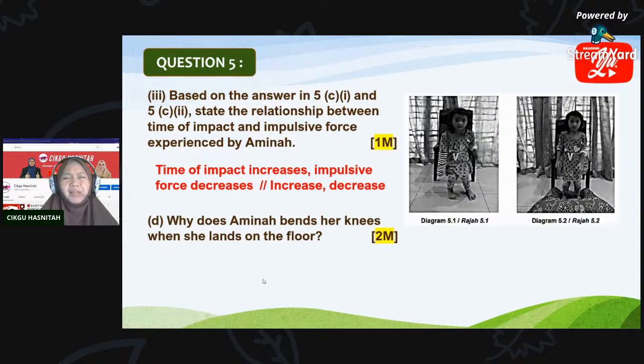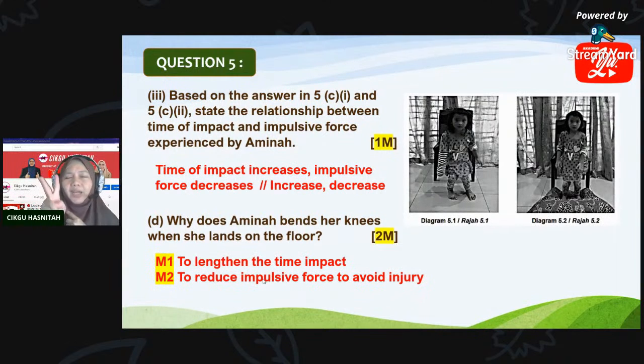Okay, D. This is a common question. I think you're also familiar with it. Why does Amina bend her knees when she lands on the floor? What is the purpose of bending your knees when you jump from a higher position? What for? Yes, 2 marks. So how to get 2 marks? Number 1, you mention about the time of impact, to lengthen the time of impact. So when the time of impact is lengthened, what will be the cause? Impulsive force will be reduced. To reduce impulsive force, so by then we can avoid injuries.